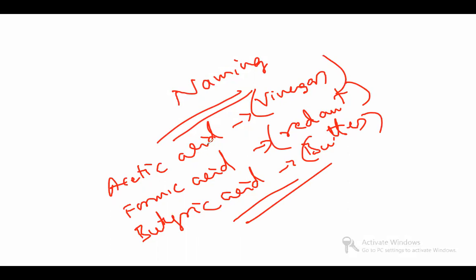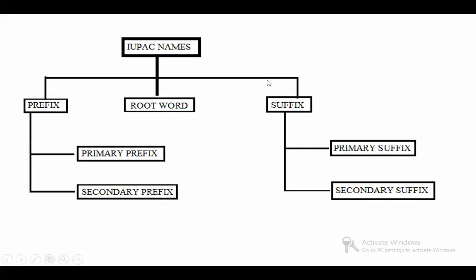But after that, the International Union of Pure and Applied Chemistry, IUPAC, committee suggested suitable names for all compounds in chemistry. So we'll learn about IUPAC nomenclature in organic chemistry. To write IUPAC nomenclature, we need to follow some steps.